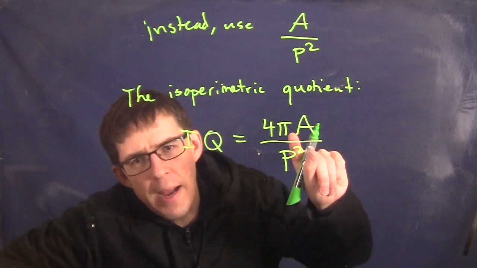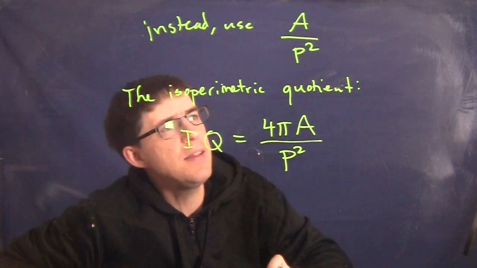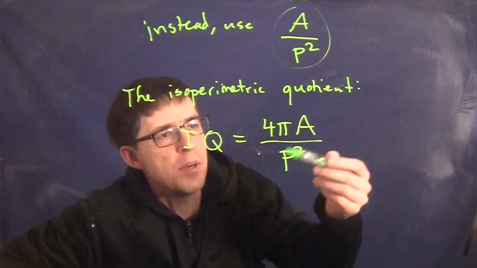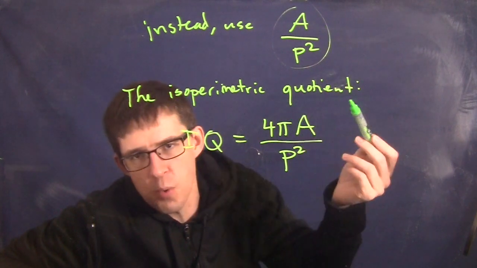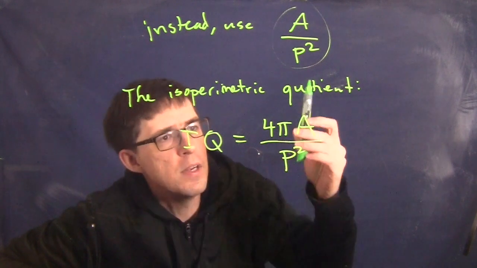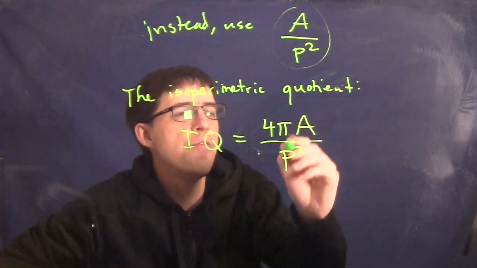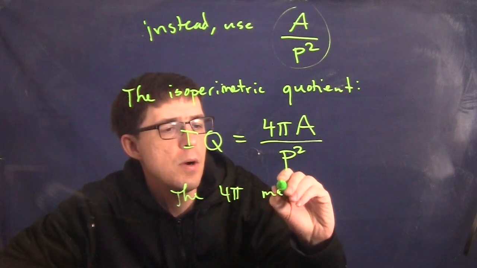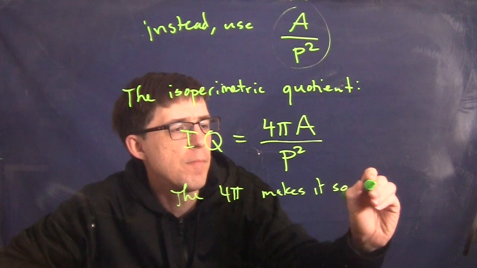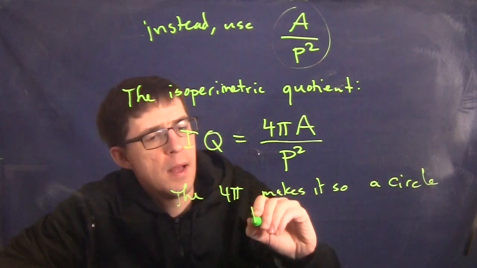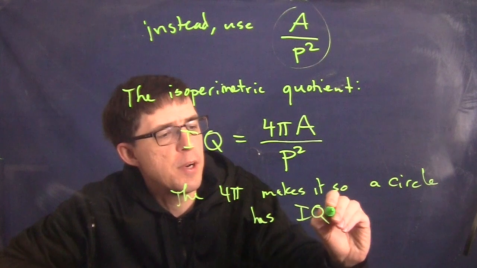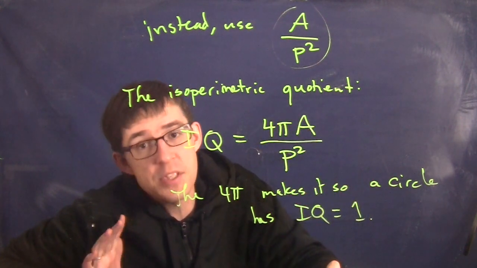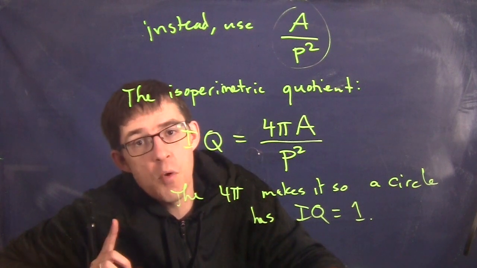Why did they have to put the 4 pi in there? Why do they have to complicate things? This would have worked fine. The only difference is, whatever this number is, that same number times something like 12, because pi is close to 3. Why do they do it this way? The 4 pi, I don't know if you care, but the 4 pi makes it so a circle has isoperimetric quotient equal to 1. The 4 pi is just put in there as a convention so that you get 1 for a circle.